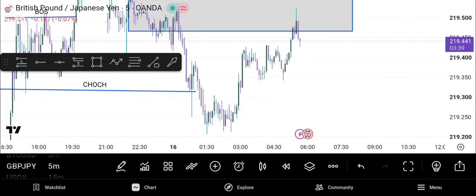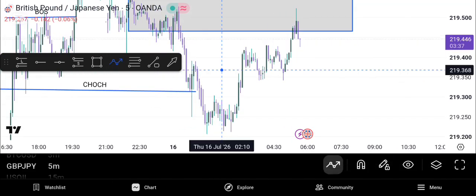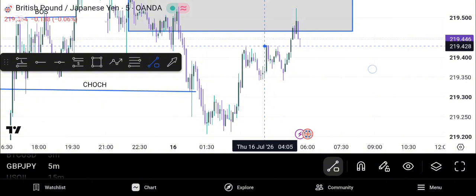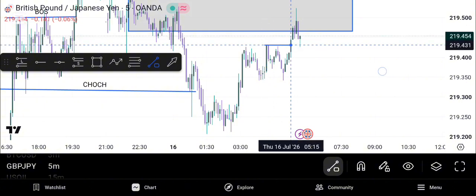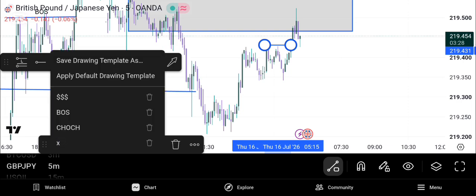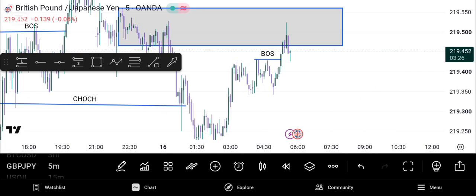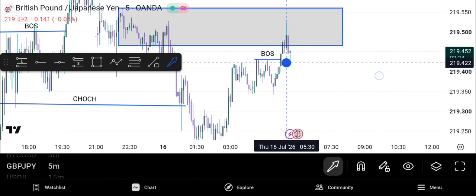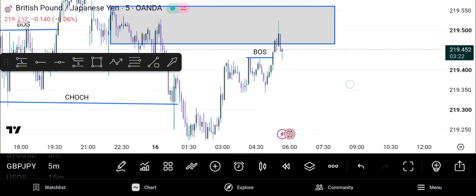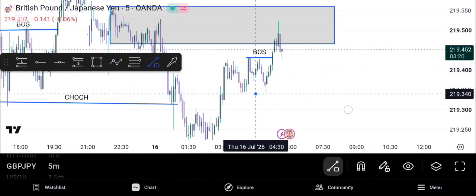We can see that price gave us a break of structure right here. You can see we have a break of structure right here, right? This is the most recent break of structure before price tapped into this demand zone right here. So what do I want to see on the 5 minutes before I start selling this market to the downside?